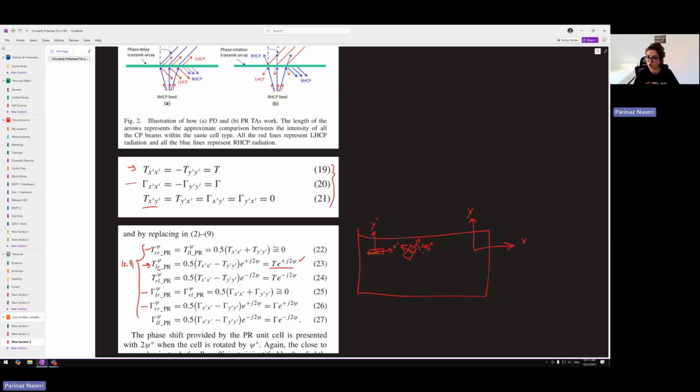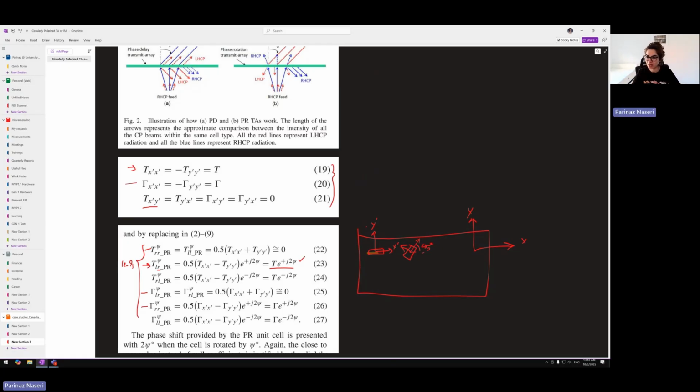So this unit cell of 45-degree rotated would transmit the signal to the other side, switch its polarization, and then also add 90-degree phase difference. But that's what we need. We need about 0 to 360-degree phase shift, let's say, across the array, right? So all we need to do is design this unit cell and rotate it from 0 to 180 degrees.